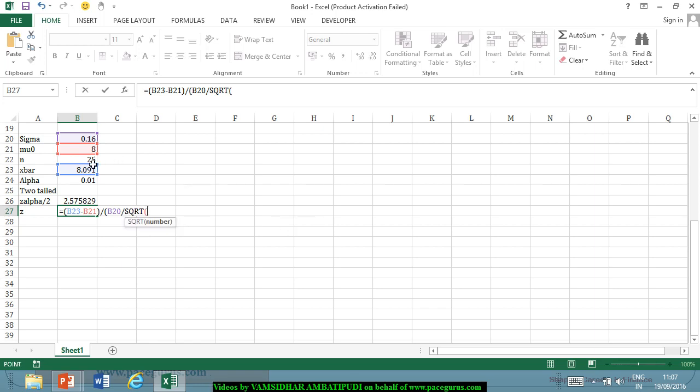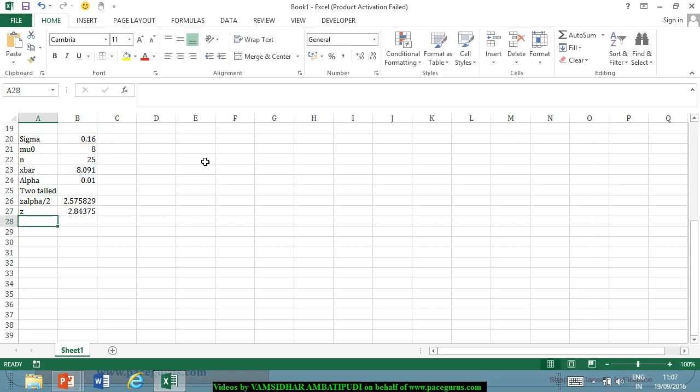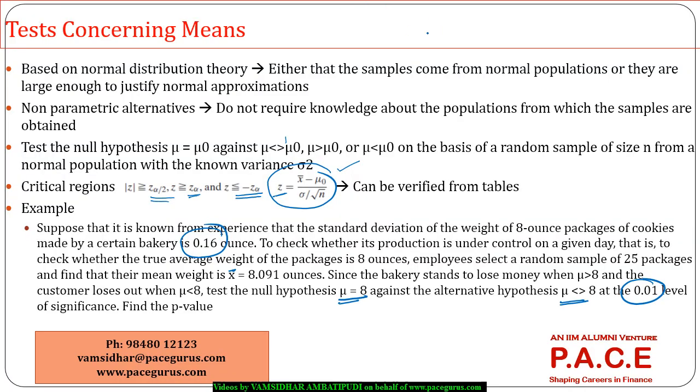But of course here I am making an assumption that the population is a normal population, because the sample is not large enough. So I am making an assumption that the population is a normal population. Z is 2.84. So this Z is 2.84, which is greater than the Z alpha by 2, which is 2.57.